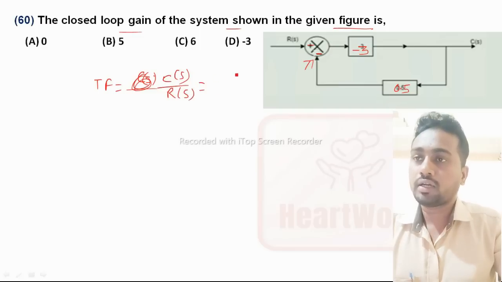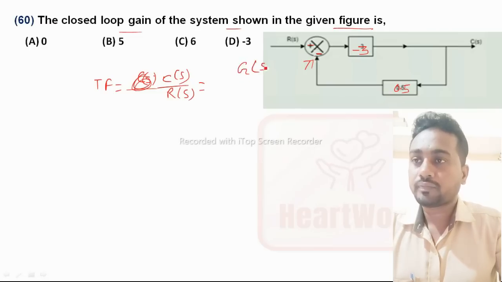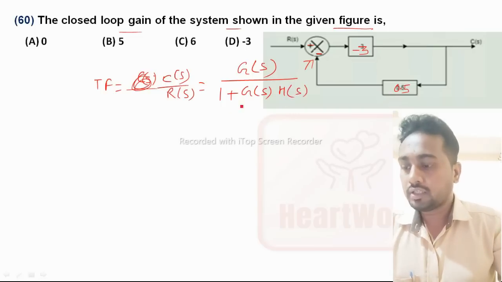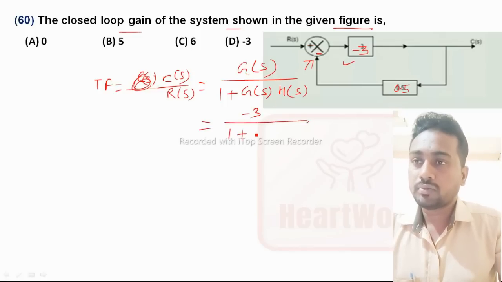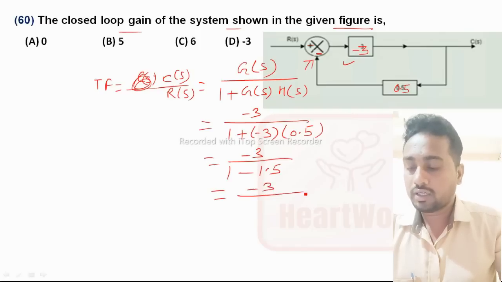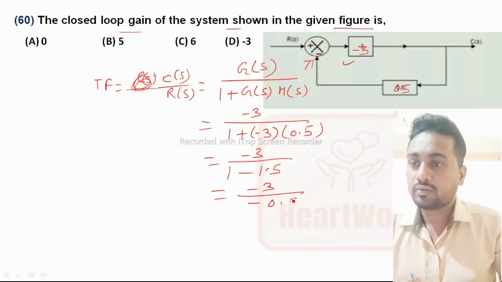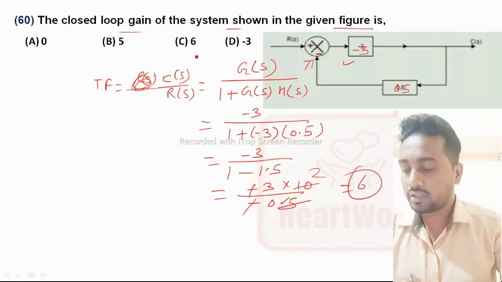So we put in our formula. For negative feedback, the gain formula is G of S divided by 1 plus G of S and H of S. Here G of S is -3, and H of S is 0.5. So we calculate -3 divided by 1 minus 1.5, which is -3 divided by -0.5. The minus signs cancel, so 3 divided by 0.5 comes to 6. So option C is the right answer.